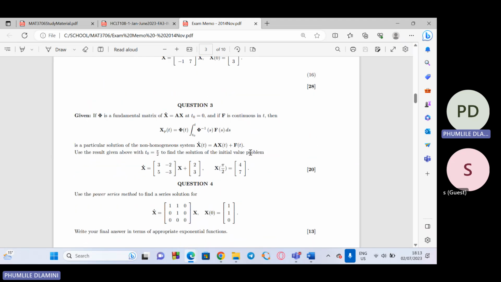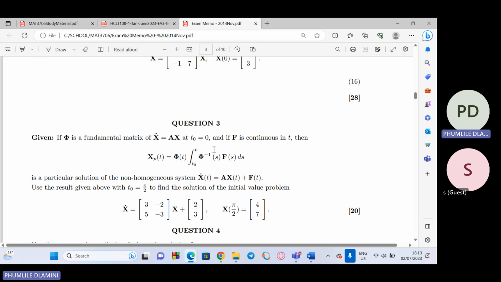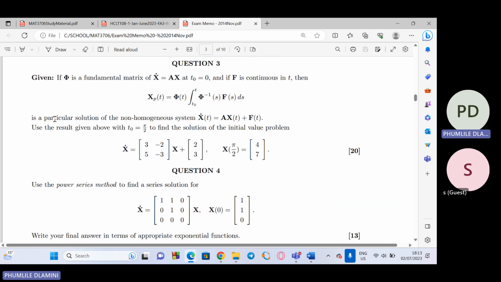In this question number 3, it says that given Φ(t) is a fundamental matrix of X' = AX, at t0 equals to 0, and if F is continuous in t, then we have this X_p(t) equals to that, then it is a particular solution of the non-homogeneous system, where this is the non-homogeneous system. Use the results given above with t equals to 0, t0 equals to pi over 2 to find the solution of the initial value problem.